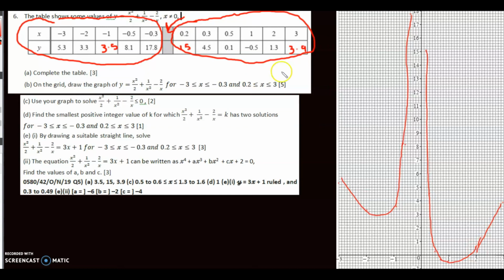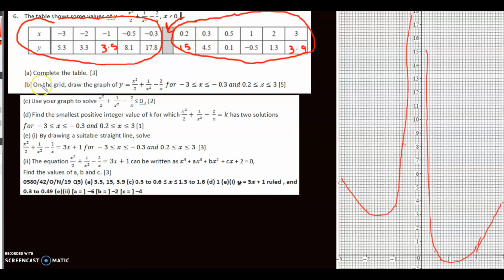So roughly two sketches like this. Again, there are two individual graphs. Do not join them like this. That would be completely wrong and you would lose marks. So there's a discontinuity here, so consider them as two separate graphs.